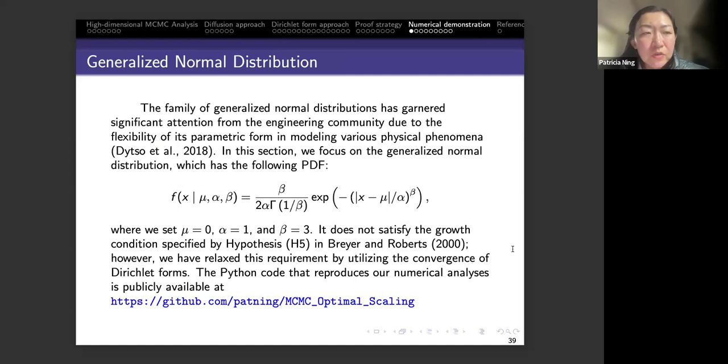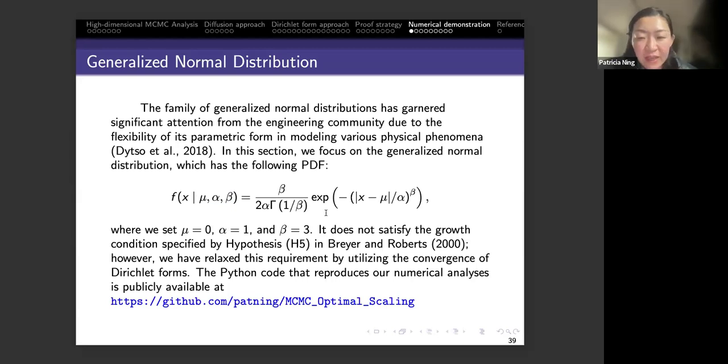The family of generalized normal distributions has gathered significant attention from the engineering community due to the flexibility of its parametric form in modeling various physical phenomena. In this section, we focus on the generalized normal distribution, which has the following PDF. You can see there are 3 parameters. In this numerical illustration, we set mu equal to 0, alpha equal to 1, and beta equal to 3. As we recall, when beta equals 2, that's the normal distribution.